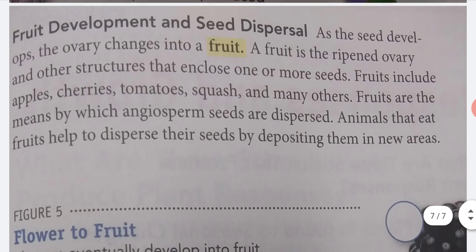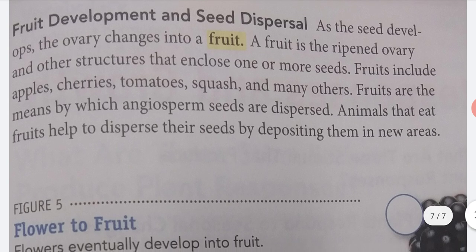Fruit development and seed dispersal. As the seed develops, the ovary changes into a fruit. A fruit is the ripened ovary and other structures that enclose one or more seeds. Fruits include apples, cherries, tomatoes, squash, and many others. Fruits are the means by which angiosperm seeds are dispersed. Animals that eat fruits help to disperse their seeds by depositing them in new areas.